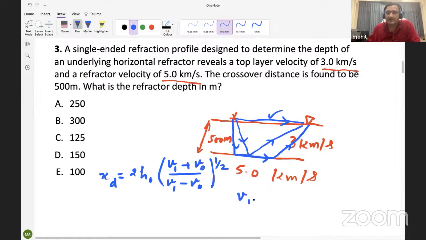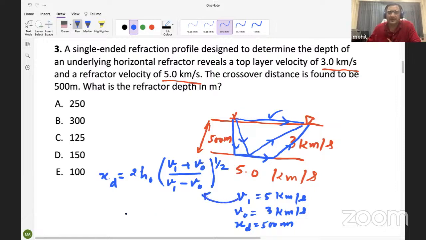So you can see that V1 is given. V1 is basically your 5 kilometer per second, and V naught is also given, that is your 3 kilometer per second, and your crossover distance is also given, that is your XT 500 meters. You can convert it into kilometers also. And then if you incorporate all of these into this formula, then you can readily find out the value of H naught, that is your thickness.